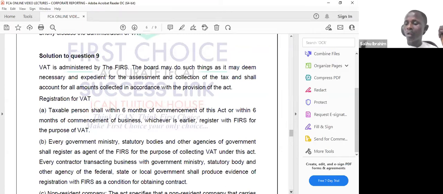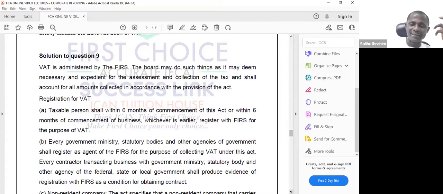So, with the Finance Act 2019, that option is no longer there. You have to register for value added tax within 6 months of commencement of business. And by commencement of business, we mean the first day that you make your first sales. That day on which you make your first sales is your date of commencement, or the first day that you render your first service, if you are a service-oriented entity. Or the first day that you win that contract, if you are a contract-oriented business. That is your commencement date. So from that date, until 6 months, you are expected to register for value-added tax.